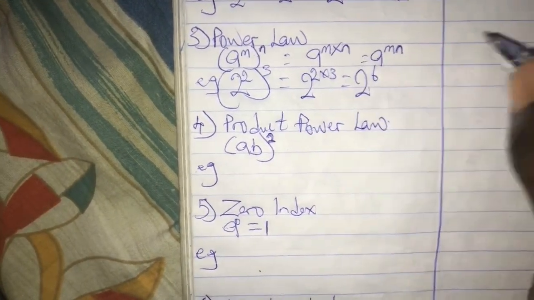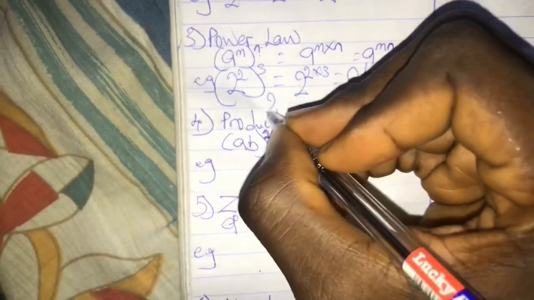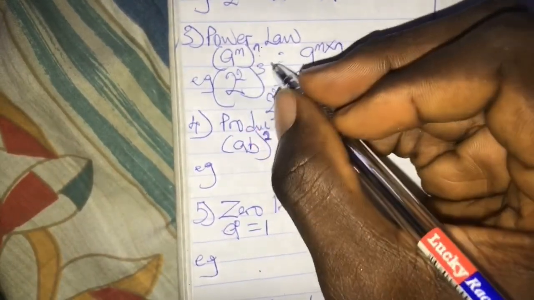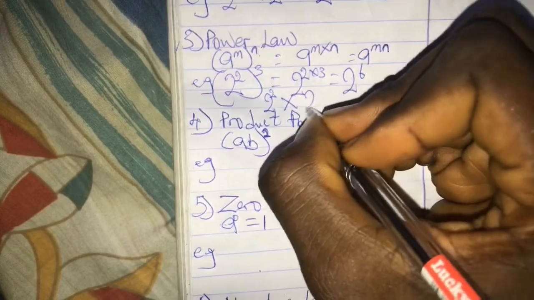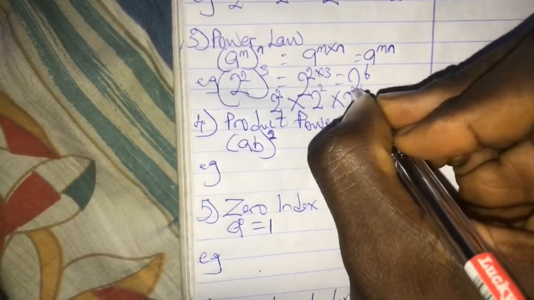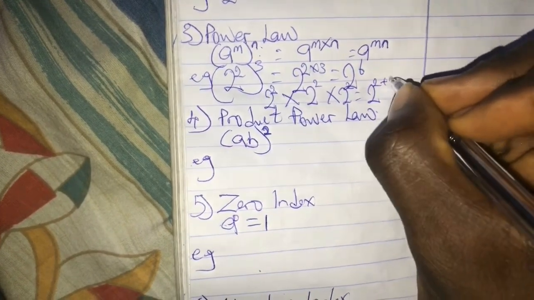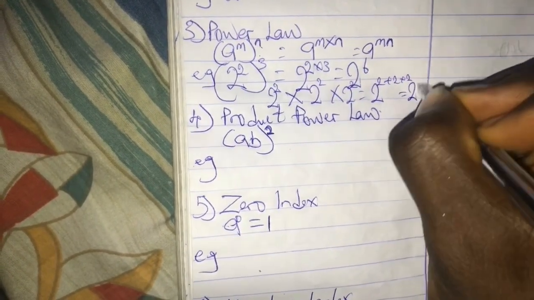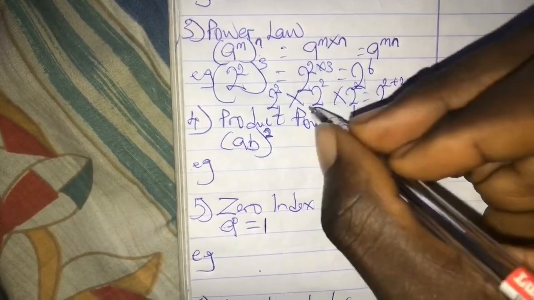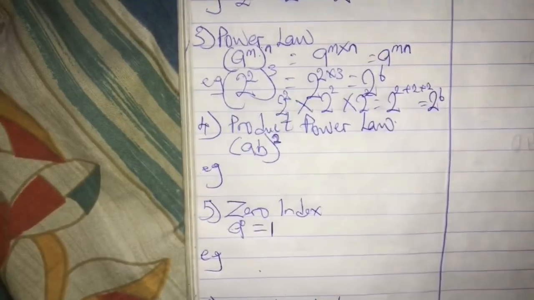Why is it like that? Let me quickly do a quick explanation. 2 to the power of 2 in 3 places is the same thing as saying 2 to the power of 2 times 2 to the power of 2 times 2 to the power of 2. If you apply multiplication here, it will be 2 to the power of 2 plus 2 plus 2, equals 2 to the power of 6. As you can see, instead of going through this process, you just break it down like this.